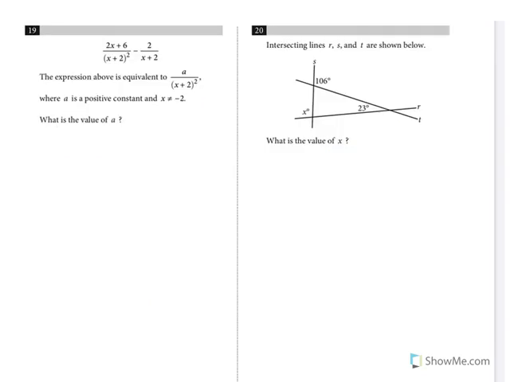2x plus 6 divided by x plus 2 quantity squared, minus 2 divided by x plus 2. The expression above is equivalent to a divided by x plus 2 squared, where a is a positive constant and x does not equal negative 2. What is the value of a?